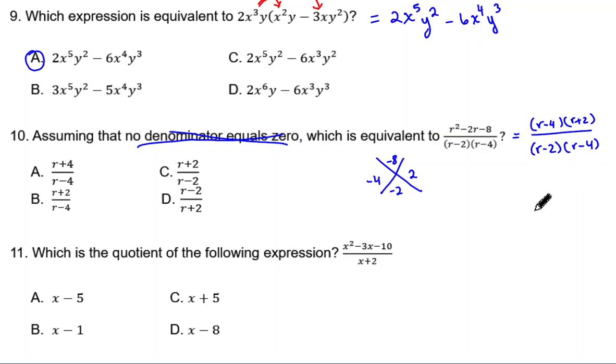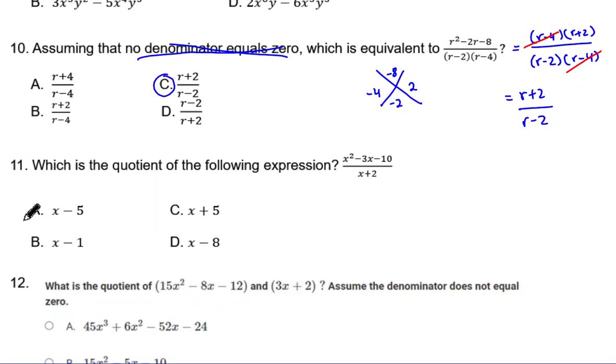Once I've factored it out, I can go ahead and cancel out the same factors in the numerator and denominator. So r minus 4, r minus 4. What you have remaining is r plus 2 over r minus 2. And this is it. I cannot just cancel those out because those are not written as factors. They're actually being added. So it is r plus 2 over r minus 2. That's that.